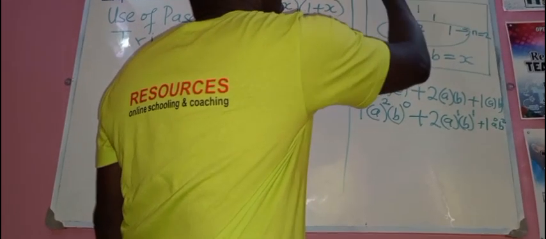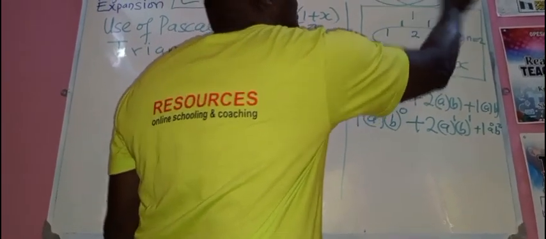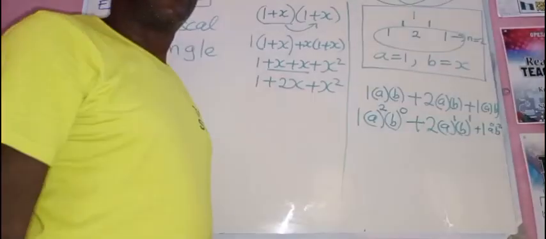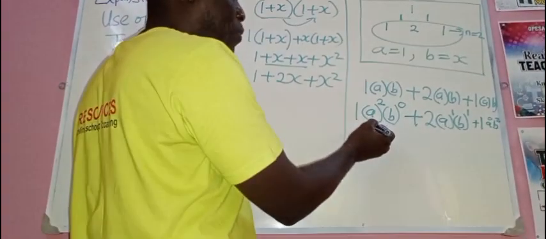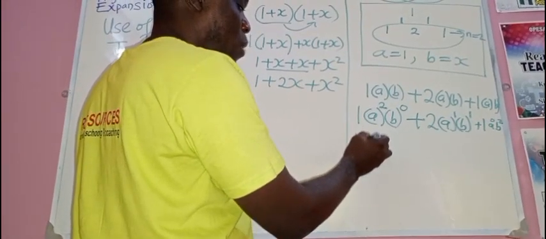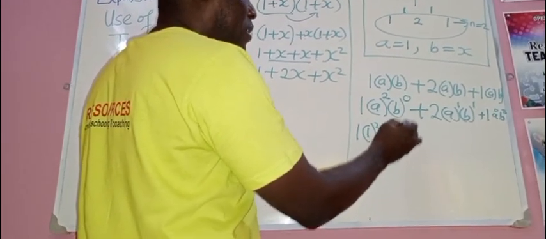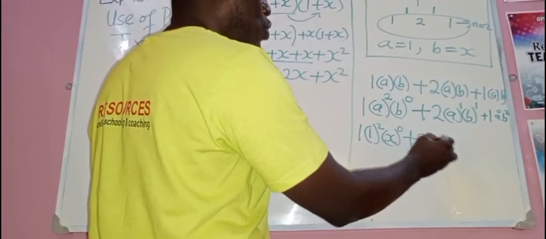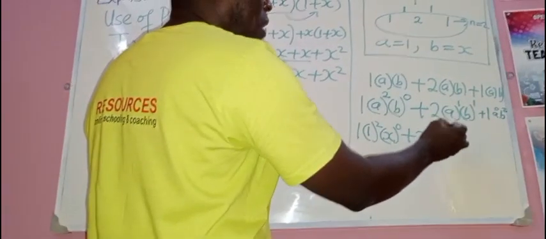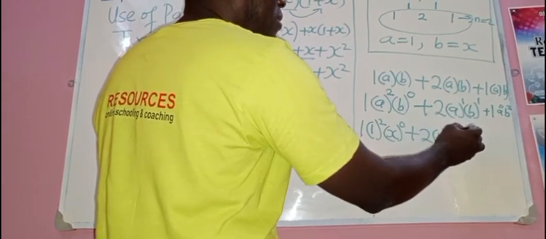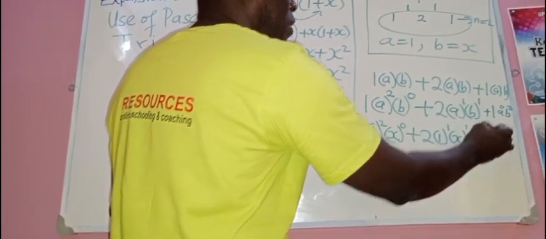B is what? A is 1, B is x. Wherever you see A, you put 1 there. So this will be 1 bracket raised to the power 2, B is x raised to the power 0. Plus this is 2, A is 1 raised to the power 1, B is x raised to the power 1. Plus 1, A is 1 raised to the power 0, B is x raised to the power 2. Do you understand that? You now substitute.